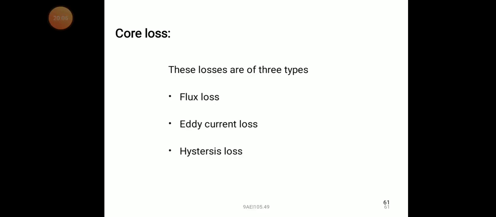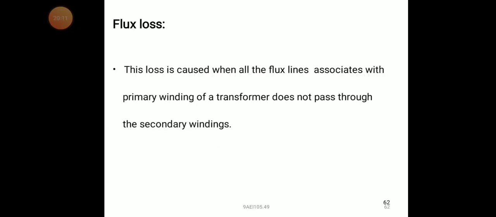Now we try to discuss these losses in detail. The first one is the flux loss. What is the flux loss? This loss is caused when all the flux lines associated with the primary winding of a transformer do not pass through the secondary winding. So when we get flux losses, the flux induced at the primary winding does not link with the secondary winding.